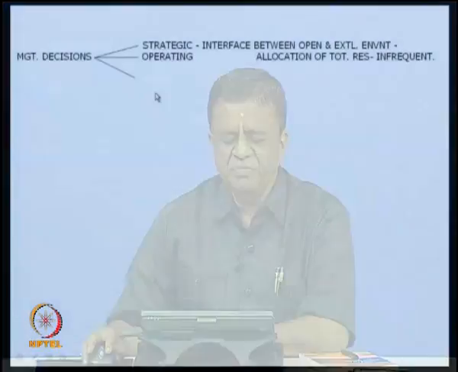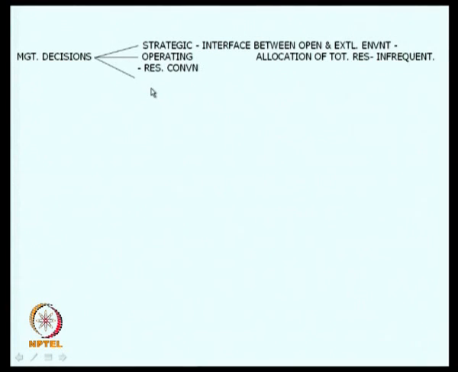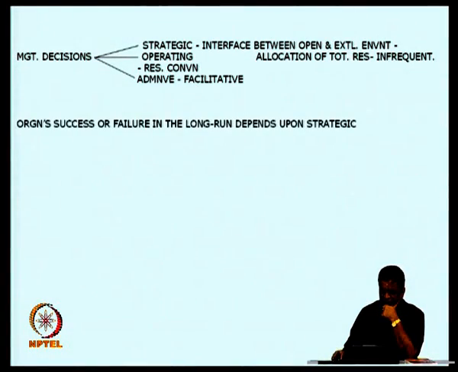Now, let us look at the types of management decisions that one can have in an organization. The management decisions that one can have in an organization can be bracketed under three heads. One is called the administrative. I go from the bottom to the top. The administrative decisions are basically facilitative decisions.